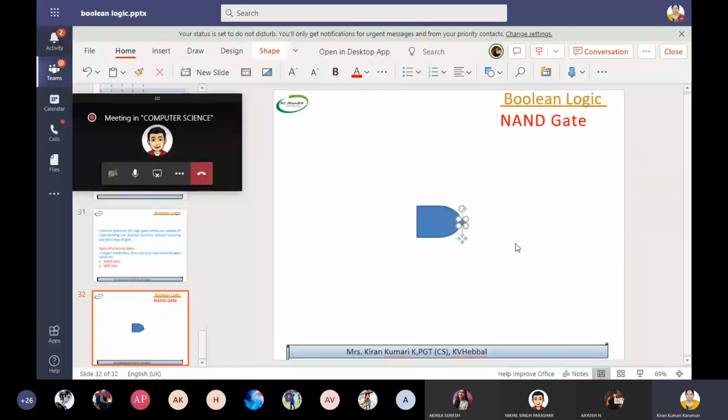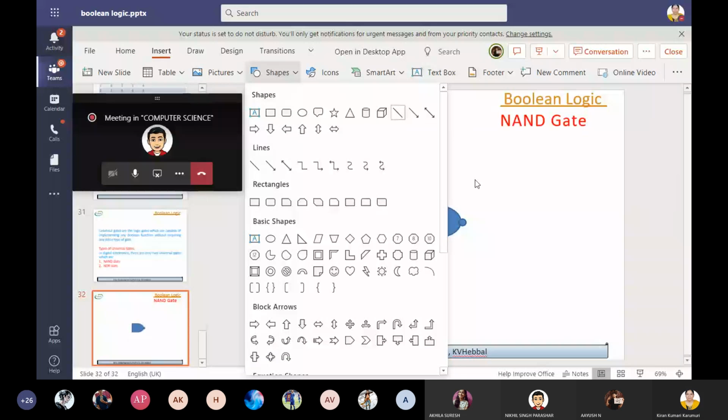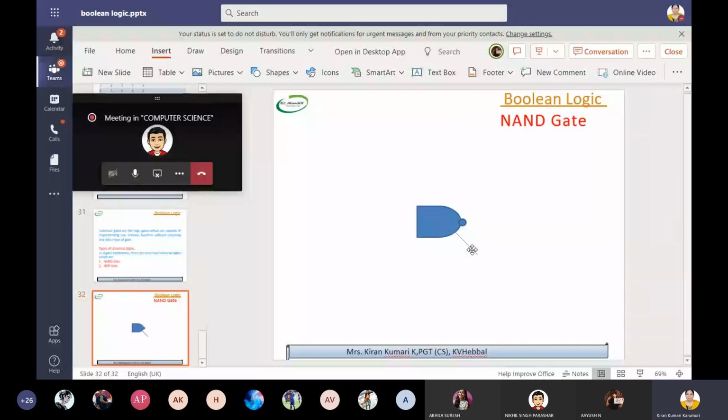Okay, now we need to draw. I'm inserting two straight lines. So it is a two-input NAND gate. Suppose we have a two-input NAND gate. It will take two inputs and then give one output. Okay, this is the NAND gate.